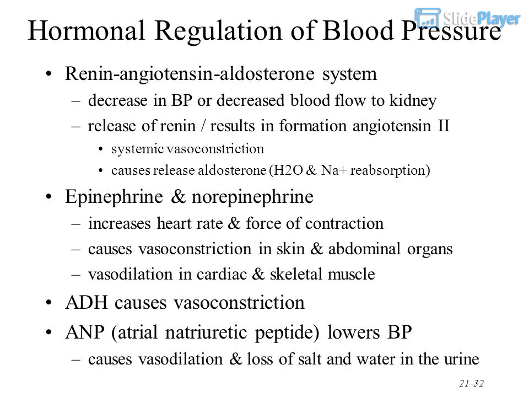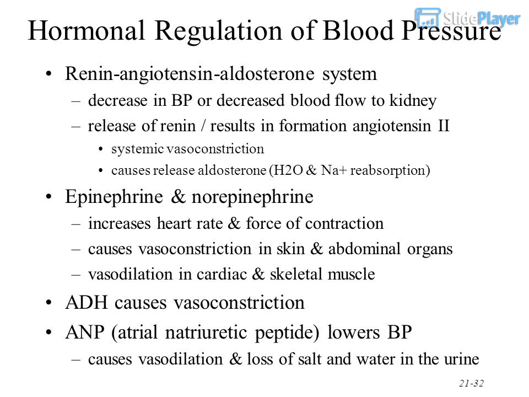Hormonal regulation of blood pressure. Renin-angiotensin-aldosterone system: a decrease in BP or decreased blood flow to the kidney causes release of renin, which results in formation of angiotensin II. This causes systemic vasoconstriction and release of aldosterone, leading to H2O and Na+ reabsorption.